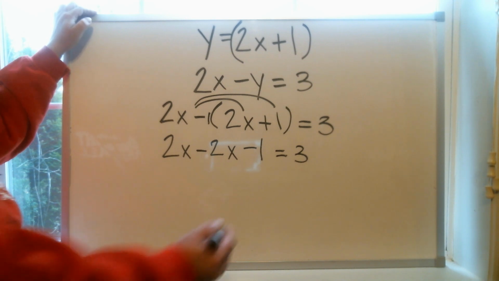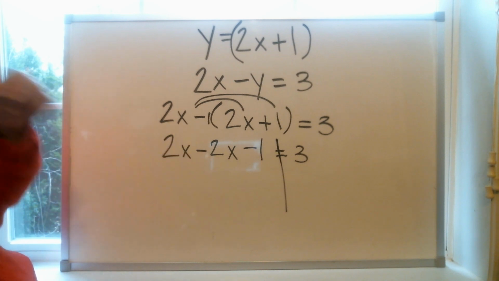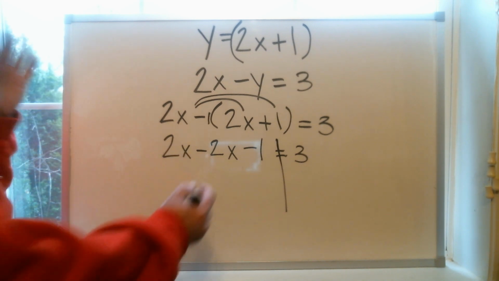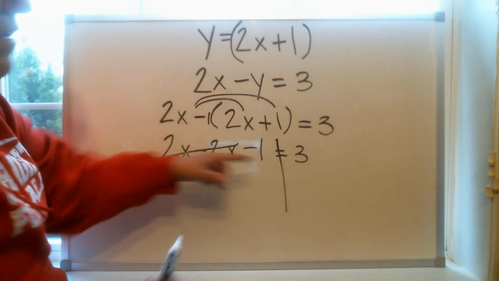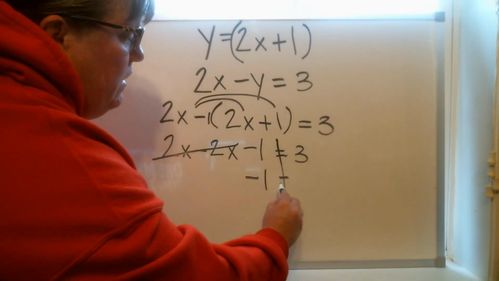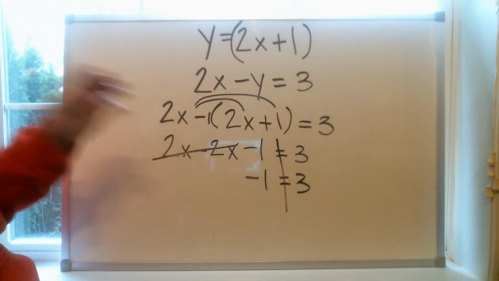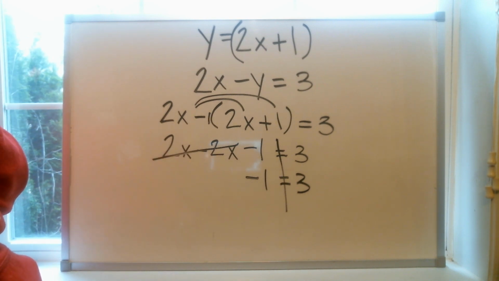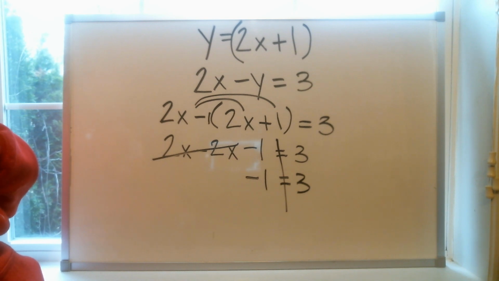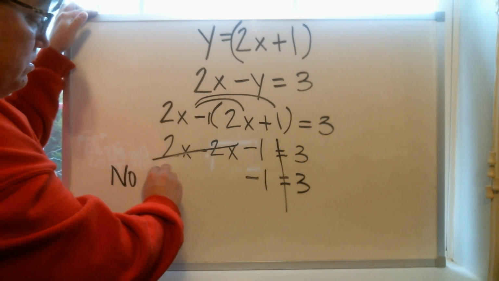Now, when I go to solve it, I see that 2x minus 2x is no x. So I've canceled out my x's, and I'm just left with negative 1 equals 3. And remember, when that happens, I have to ask myself, am I left with something that's true or something that's false? In this case, negative 1 does not equal 3, so it's false. So my answer is going to be no solution.